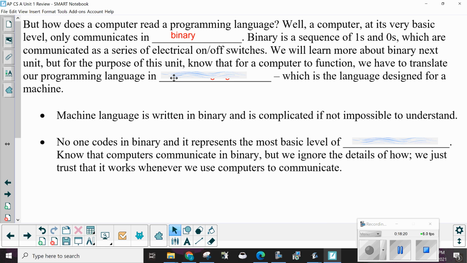our programming language into machine language, which is the language designed for a specific machine. Machine language is written in binary and is complicated, if not impossible, to understand. Way back when computers first were built, you had to know how to do this. Now, no one cares, no one codes in binary, and it represents the most basic level of abstraction. Know that computers communicate in binary, but we ignore the details of how. We just trust it works whenever we use computers to communicate.